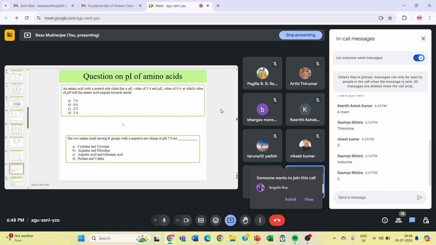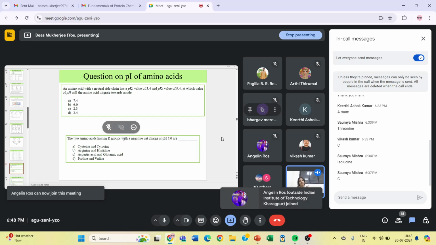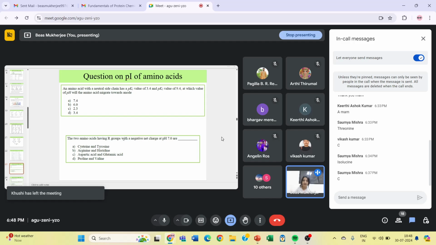An amino acid with a neutral side chain has a pK1 of 3.4 and a pK2 of 9.4. So it is a neutral side chain, right? Very simple. At which value of pH will the amino acid migrate towards the anode? So first question: is the anode positive or is it negative? First you answer that.